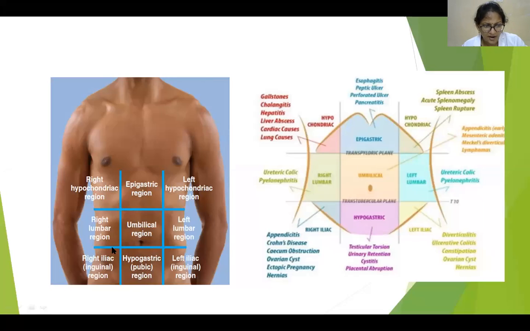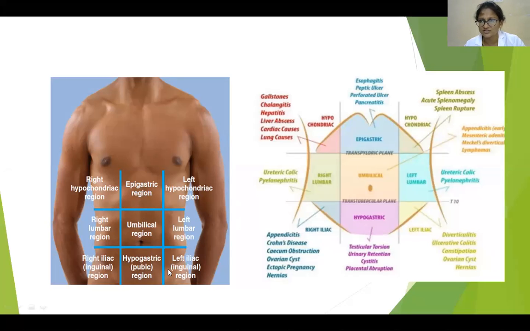Next, the transtubercular plane. We draw a horizontal line joining the tubercles of the iliac crest. This is the transtubercular plane, which lies at the level of the L5 vertebra. These are all the 9 regions.